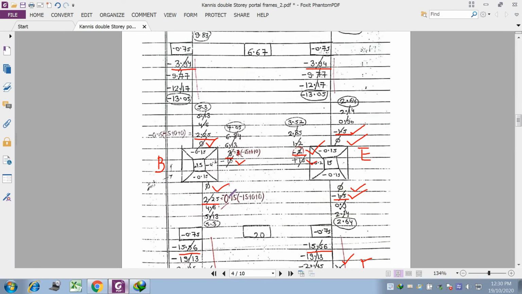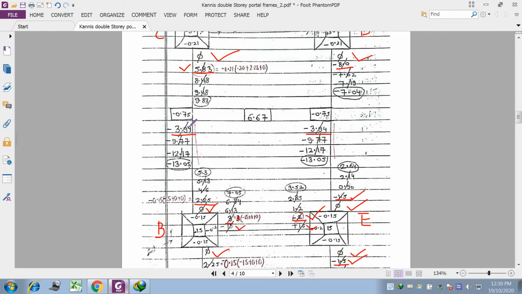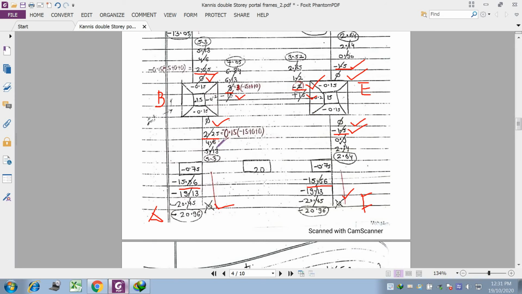You should not go directly to the second iteration, because in the second iteration you have to consider this column value also. All the column values, upper and lower, you have to consider. So you have to be very careful about this step. Before starting the second iteration of the upper column value, you have to first calculate the lower column value. So let us see how this value will be calculated.